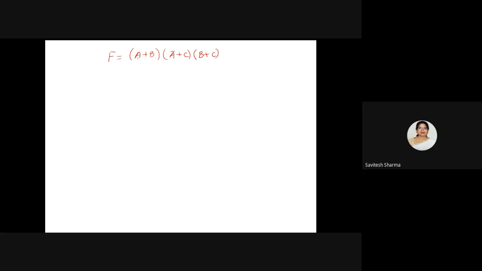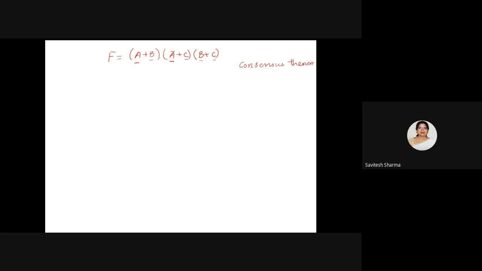Second, I said you need to see whether each variable is repeated twice. Yes, it is repeated twice. B is repeated, C is repeated, A is also repeated. Okay, so all variables are repeated twice. Third check I said, whether one variable is in its true form and also in its complement form. Yes, it is here. A is there. So A is in the complement form. So that means it can be further simplified by applying the consensus theorem. So this is the trick.